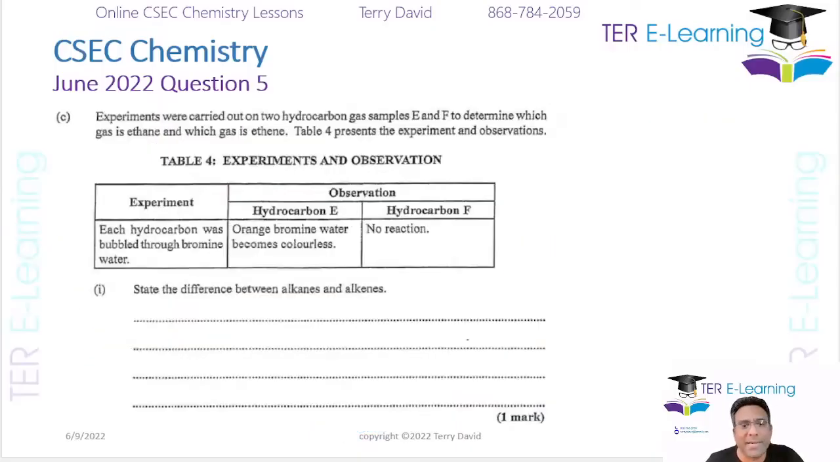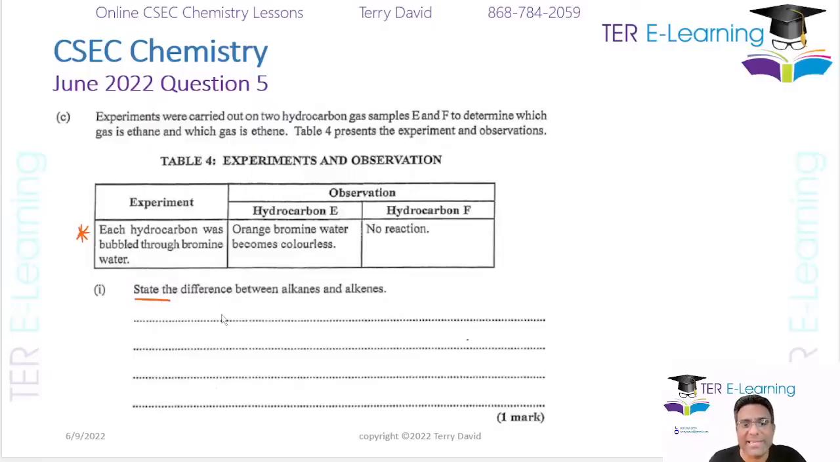Right, next part C now. Experiments were carried out on 2 hydrocarbon gas samples, E and F, to determine which gas is ethane and which gas is ethene. Table 4 represents the experiment and observations, right? So we have two hydrocarbons here, E and F. Each hydrocarbon was bubbled through bromine water. So this one, the orange bromine water becomes colorless, and the next one you had no reaction. So automatically I can tell which one is which.